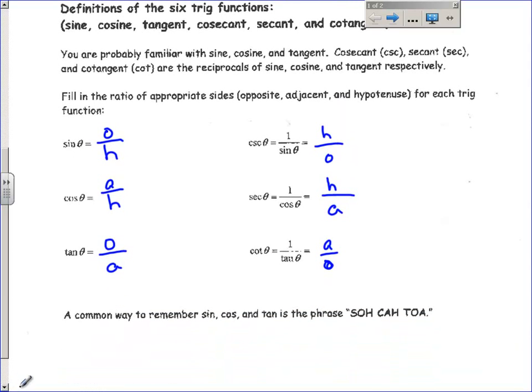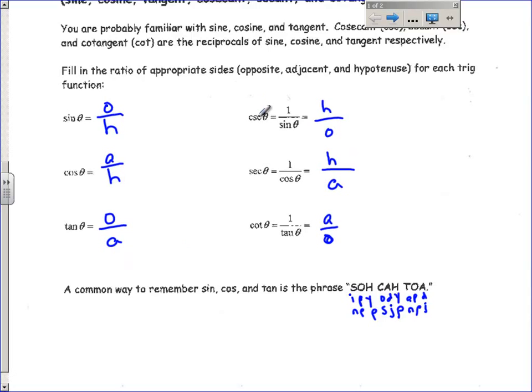So you're going to have to remember those, and something that you might have heard before in geometry is called SOH CAH TOA. The sine of an angle is opposite over hypotenuse, the cosine of an angle is adjacent over hypotenuse, and the tangent of an angle is opposite over adjacent. So you have to know those, and you also have to know cosecant is the reciprocal of sine, secant is the reciprocal of cosine, and cotangent is the reciprocal of tangent.